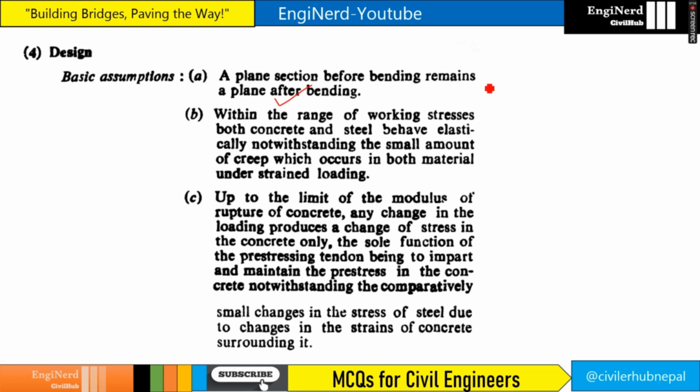And next is, within the range of working stresses, both concrete and steel behave elastically, notwithstanding the small amount of creep which occurs in both materials under the strain loading. And again, up to the limit of the modulus of rupture of concrete, any change in the loading produces a change of stress in the concrete only.